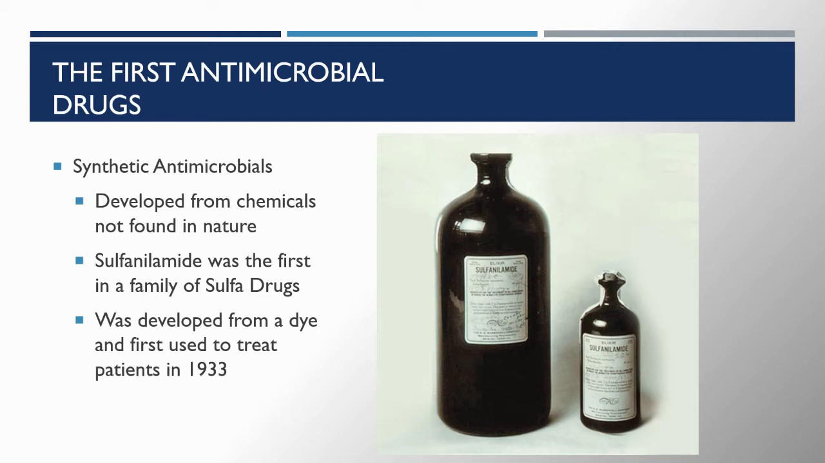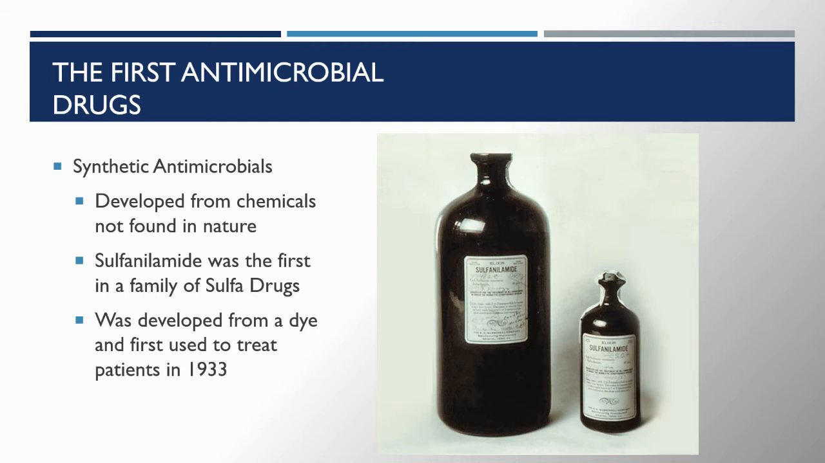Sulfanilamide was the first in a family of sulfa drugs that are still very widely used today. That was the first synthetic antimicrobial. It was developed from a dye that was first used to treat patients in 1933. When patients metabolize this dye, when they break it down, one of the intermediate products of that breakdown process, one of the metabolites, has antimicrobial properties.